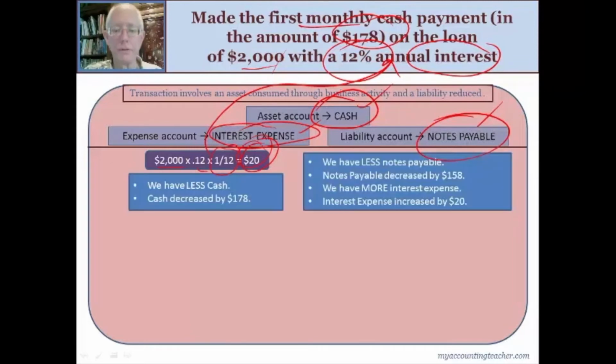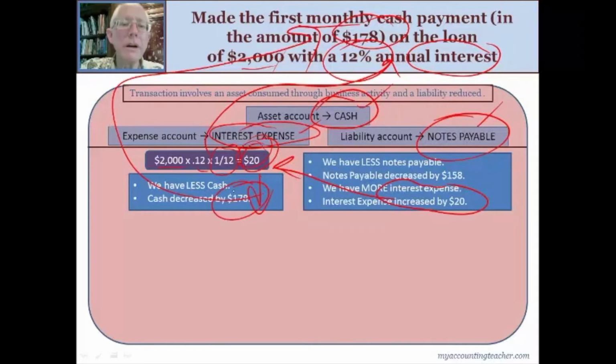Okay. So cash just went down by 178. We made a payment of 178 here. There it is, 178. But guess what? Part of that goes towards paying interest. We've got more interest expense. We just computed that. It's $20. But why, if our interest is only $20, why did we send in $178? Are we just a charitable group? We just want to give people money away? No, we're going to say, okay, our note payable's got to go down by the difference, 158.